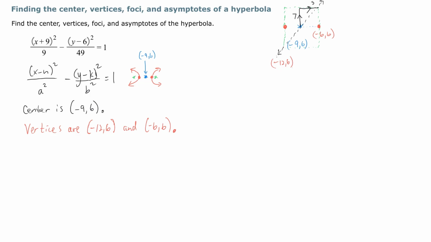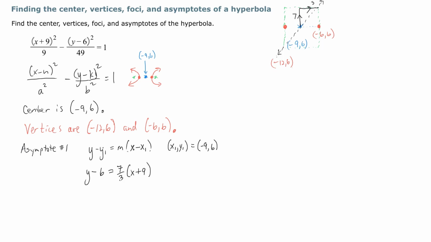Let's call this asymptote number 1. It has a slope already. That slope is 7/3. So y minus y1 is equal to m times x minus x1. And we're going to use the center to be x1, y1, which is equal to -9, 6. So we have y minus 6 equals 7/3 times x plus 9. So there's an equation of one of the asymptotes.